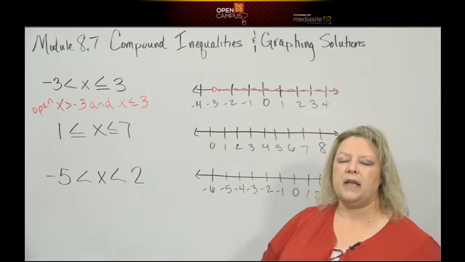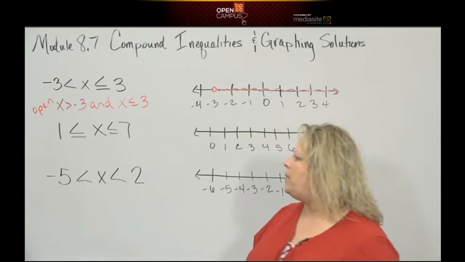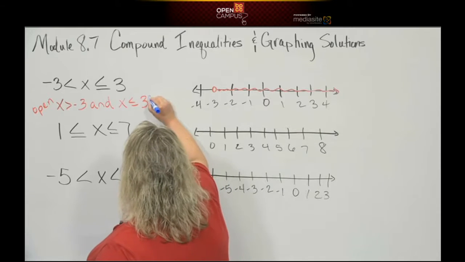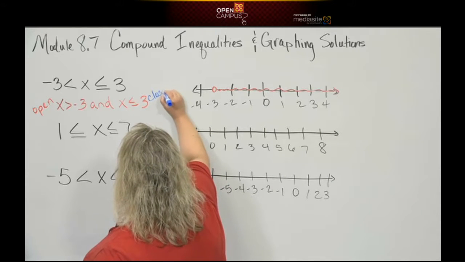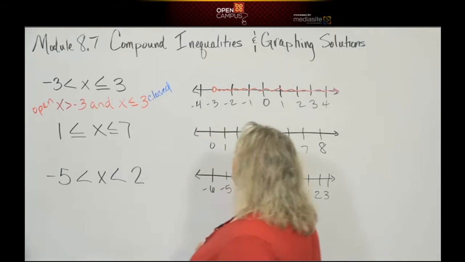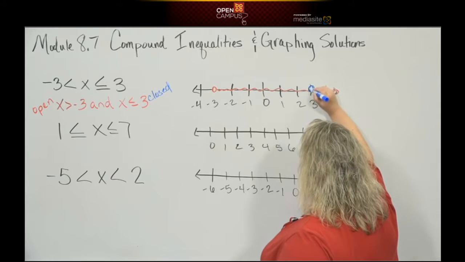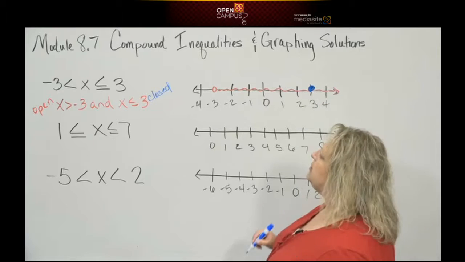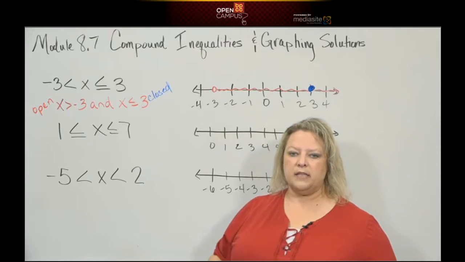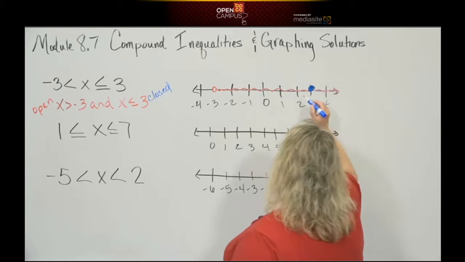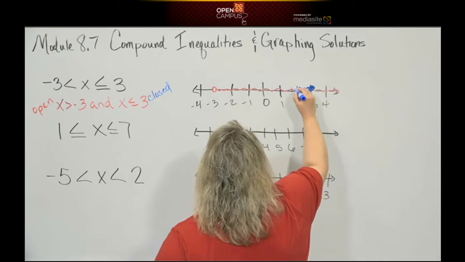All right, next we have x is less than or equal to +3. So remember, this is closed because it says equal to. So I'm going to go to +3 and I'm going to close my circle. And I'm going to shade less than. Remember where less than shades? To the left. So I'm going to do this.